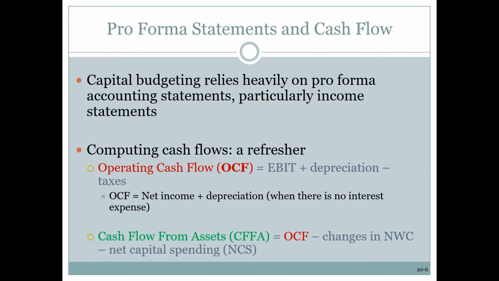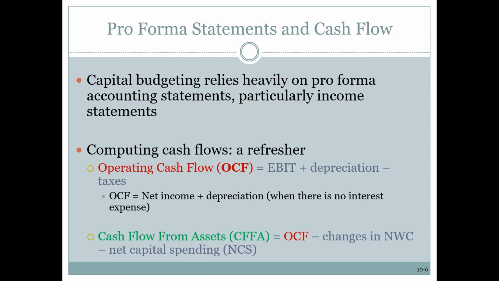And then we're going to use those income statements to develop the cash flows on which we do our NPV and IRR analysis. Now, as we mentioned in the last class, those cash flows are the cash flows from assets that we talked about way back in chapter 2. Right? So cash flows from assets is the money left over from operating the firm after we account for any investments required by the project during its operation.